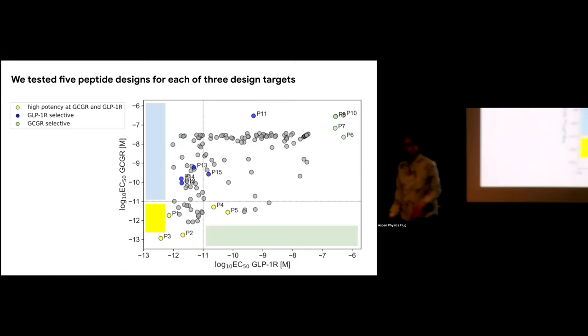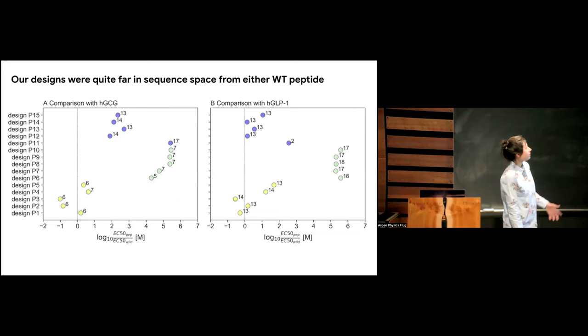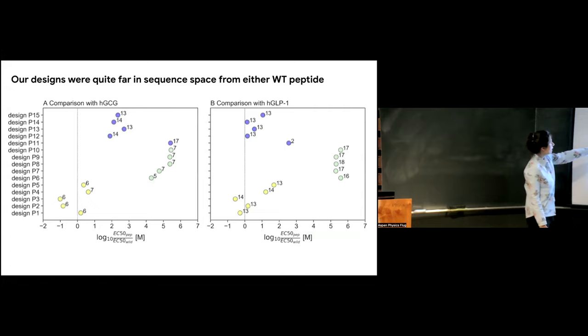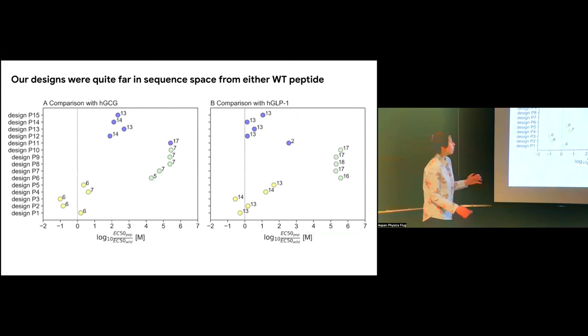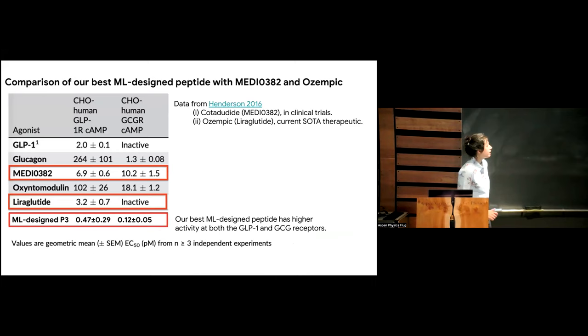And our designs were actually quite far in sequence from either of the starting wild-type peptides. These yellow designs were either 6 or 7 steps from one wild-type peptide, 13 and 14 from the other. So it wasn't that we were staying right next to the natural data, but this is just showing in the experiment.